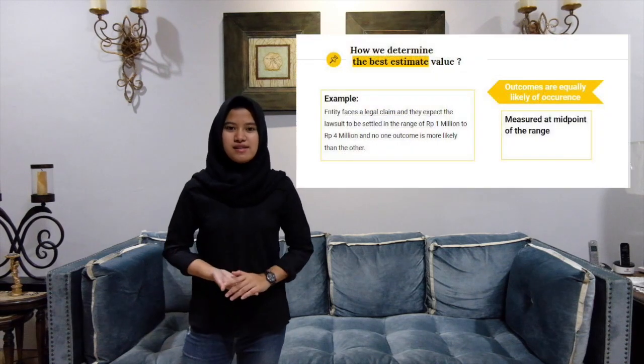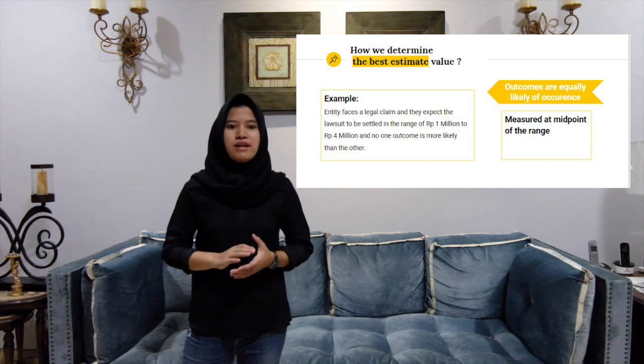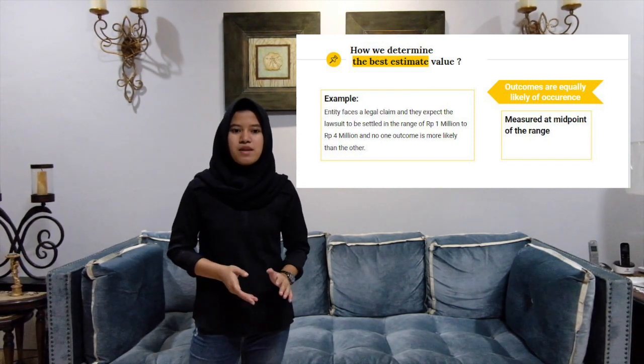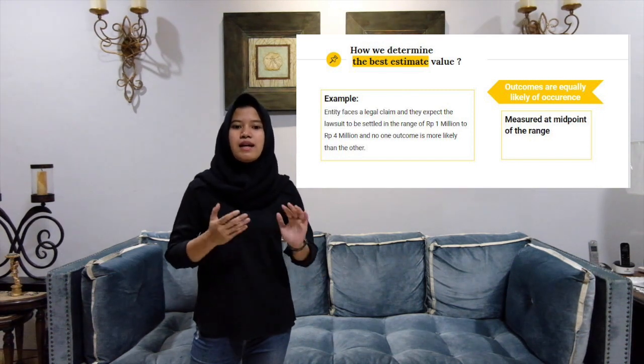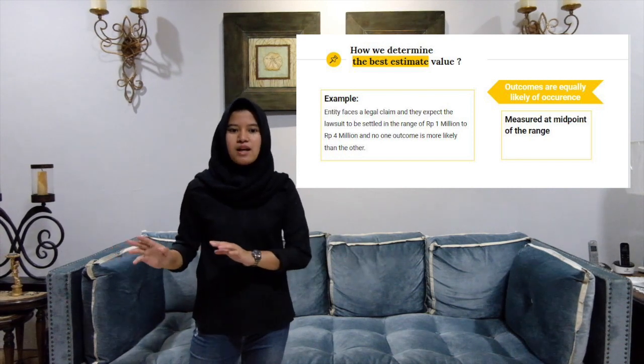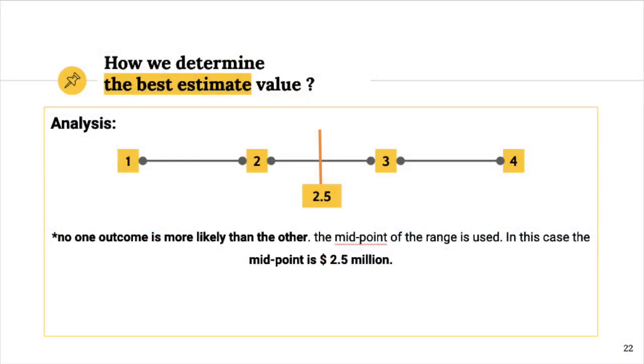The second condition is when all possible outcomes are equally likely to occur. The midpoint of the range is used. Why? Because the outcomes have an equal probability. For example, an entity faces a legal claim and they expect the lawsuit to settle in the range of 1 million to 4 million, and no one outcome is more likely than another. So in the analysis, where there is a continuous range of possible outcomes, and each point in that range is as likely as any other, the midpoint of the range is used. In this case, the midpoint is 2.5 million rupiah.